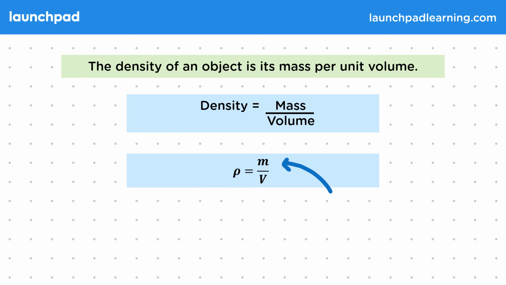The mass is measured in kilograms. The volume is measured in meters cubed, and therefore the density is measured in kilograms per meter cubed. This equation will be given to you in an exam, but you need to understand how to use it with the correct units. Let's have a look at an example using this equation.